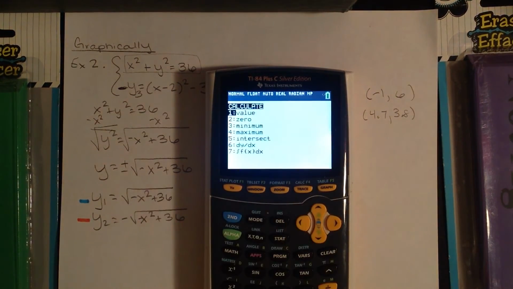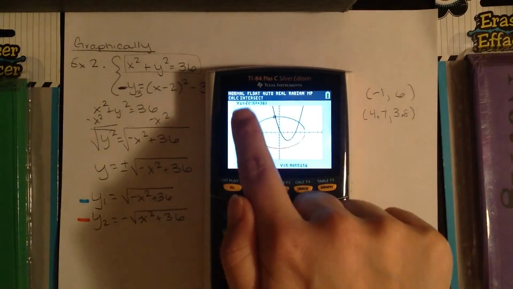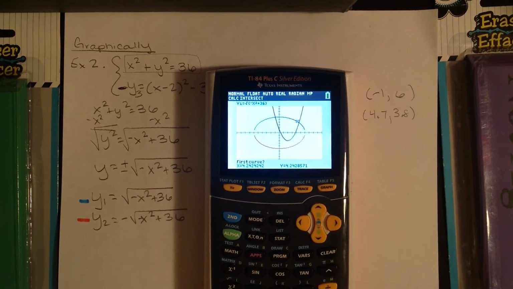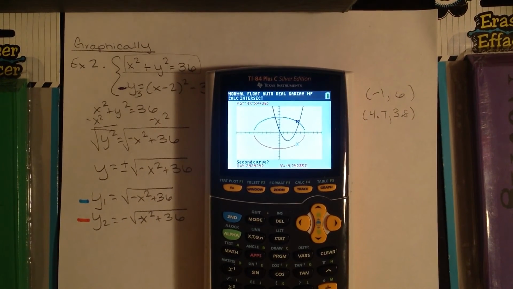To do the second one, I go back to second calc. Press number 5. Alright, I see I'm on the blue curve. So I'm going to move over closer to the second intersection. Alright, so I've got the blue part. Now I need to get on the black graph. Alright, that's blue again. That's black. So now, get close to that dot. Press enter. Do I want the calculator to guess? Yep. And there you go.